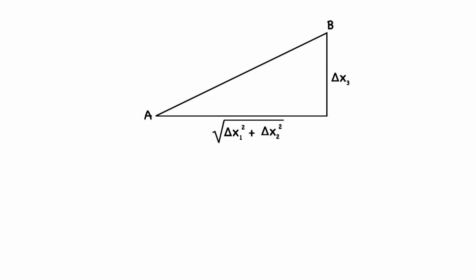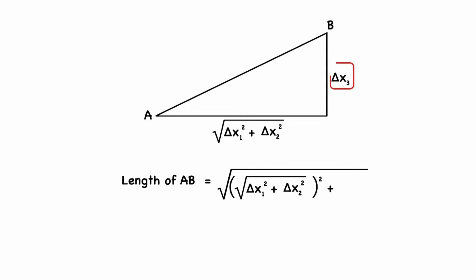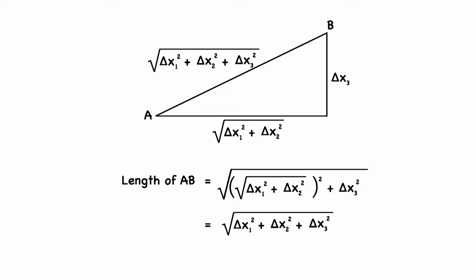So, here's the triangle we just looked at. As before, we know the two shorter sides, so we can just use Pythagoras' theorem again to write the length AB as the square root of this side squared, of course, plus delta x3 squared, which can be simplified to simply delta x1 squared plus delta x2 squared plus delta x3 squared. So let's pop that up there on the line AB.